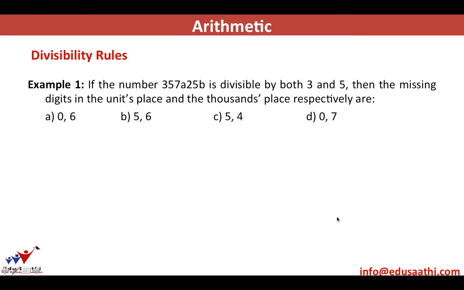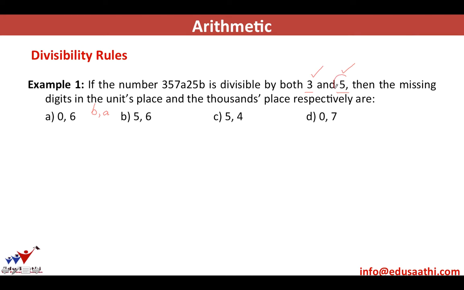Let's look at some of the questions based upon the divisibility rules that we have just learnt. If the number 357A25B is divisible both by 3 and 5, then the missing digits in the unit place and the thousand place respectively are. So first I'm writing in the unit place B and then A. To answer this kind of question, I should remember the divisibility rules for 3 and 5.